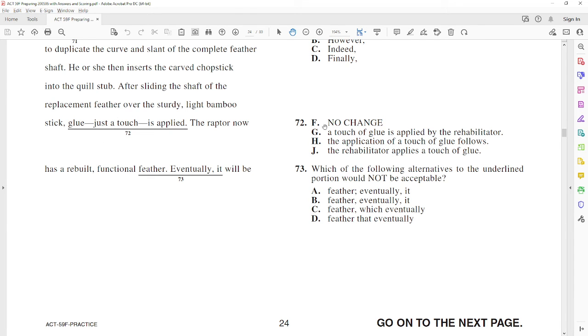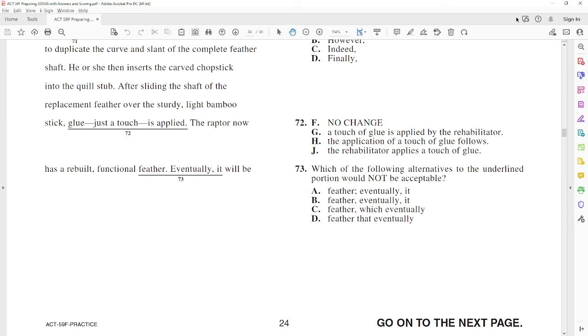It's right. However, it says light bamboo stick glue, just a touch is applied. G says a touch of glue is applied by the, wait a minute, that's not modifiers. A touch of glue is applied by the rehabilitator. Let's see. After sliding the shaft of the replacement feather over the sturdy, light bamboo stick, a touch of glue. Oh, yeah, that is modifiers, because after sliding the shaft of the replacement feather over the sturdy, light bamboo stick. Oh, wait a minute. I'm not paying attention here because F is wrong.